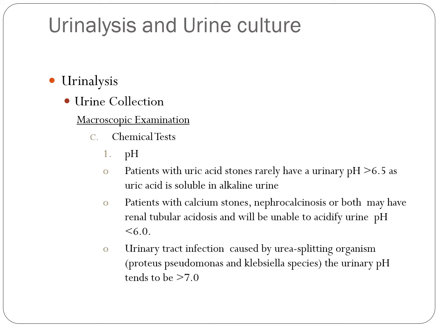pH level. Patients with uric acid stones rarely have urinary pH greater than 6.5, as uric acid is soluble in alkaline urine. Patients with calcium stones, nephrocalcinosis, or both may have renal tubular acidosis and will be unable to acidify urine to a pH less than 6. In urinary tract infection caused by urea-splitting organisms, the urinary pH tends to be greater than 7.